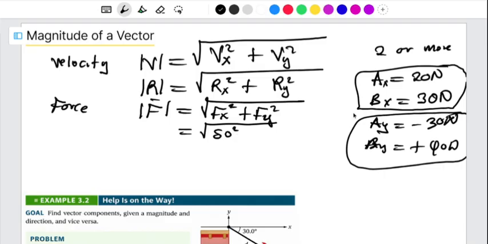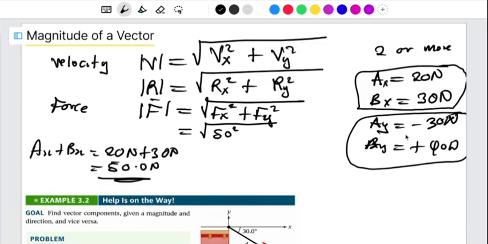So you have to show first. You say AX plus BX is going to be equal to 20 newtons plus 30 newtons. And this is going to give me 50.0 newtons. Then again, for the y component, you do the same thing like this. Then you get this 50 newtons, you put it there because it is representing the summation of all the x components. Then for this one, I guess it's just going to give me 10, then squared.